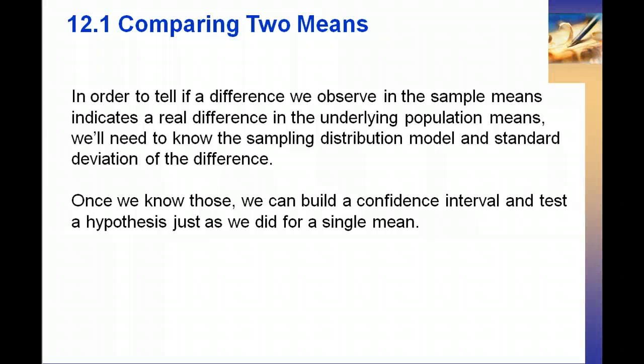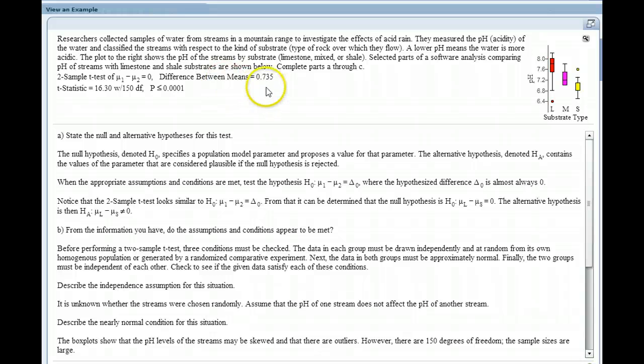And in order to tell if the difference we observe in a sample mean indicates a real difference, because what we're saying is there was a difference in the mean of 0.735, but is that significant? Is that enough for us to say that the two substrates have a significant effect on the pH of the water, or whatever it is that you are assessing? You might get a difference when you calculate the difference in the mean, but it may not be significant enough scientifically for you to jump to conclusions.